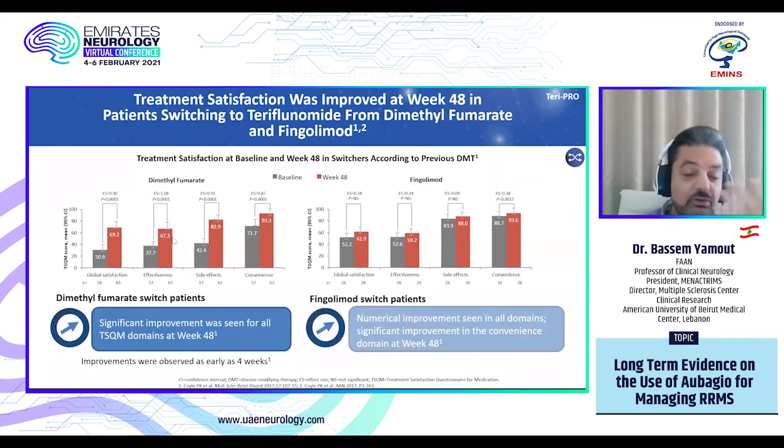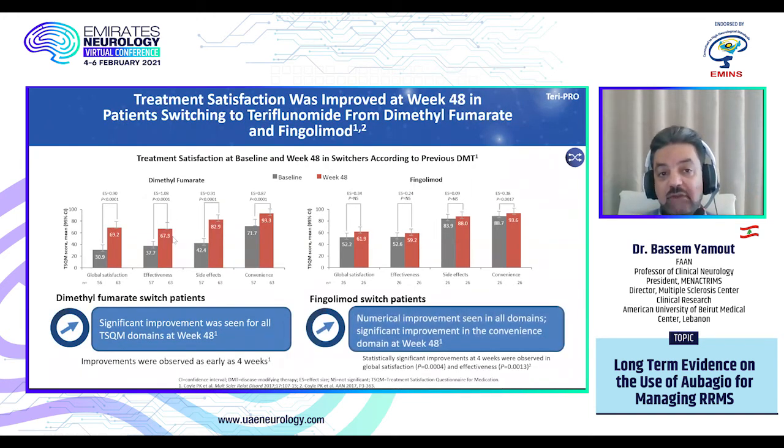If we look at dimethyl fumarate, sometimes you get side effects, like GI intolerance and flushing, and sometimes they are bothersome. So shifting from dimethyl fumarate to Obagio led, as you can see here, to a significant increase in the global satisfaction in patients. And this was again driven by an increase in the satisfaction regarding side effects, so much less side effects and much better tolerance with Obagio, and an increase in the convenience. You're taking one tablet a day versus two tablets.